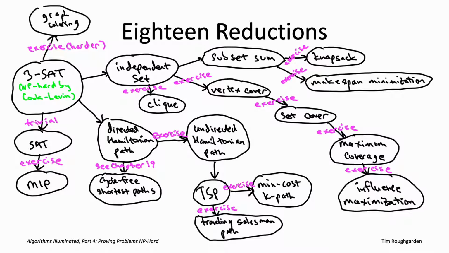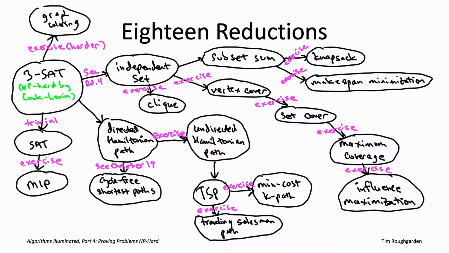That leaves us with 4 harder reductions. So we're going to start in the next video by reducing the 3-sat problem to the independent set problem. Once we have that reduction from 3-sat to independent set, at least assuming the Cook-Levin theorem, assuming 3-sat is NP-hard, at that point, the hardness will flow all the way to the end of that path, including to the maximum coverage and influence maximization problems.